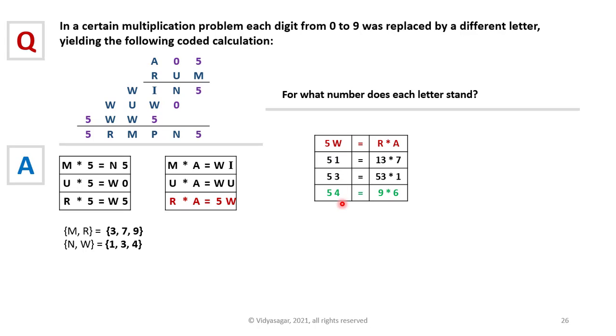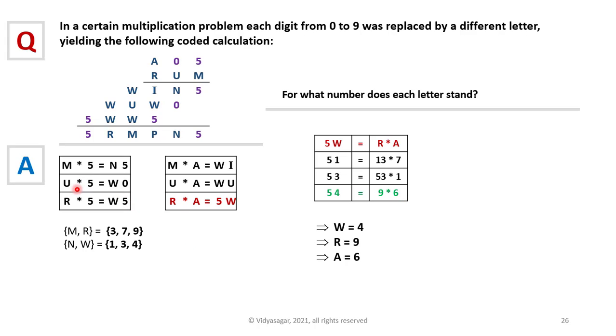Now W can be 1, 3, 4. You can see from this table that only 54 is resulting in a multiplication of two single digit numbers, 9 and 6. This implies W must be 4. Between 9 and 6, R cannot be 6 because R must be among 3, 7, 9. That means R is 9 and A is 6.